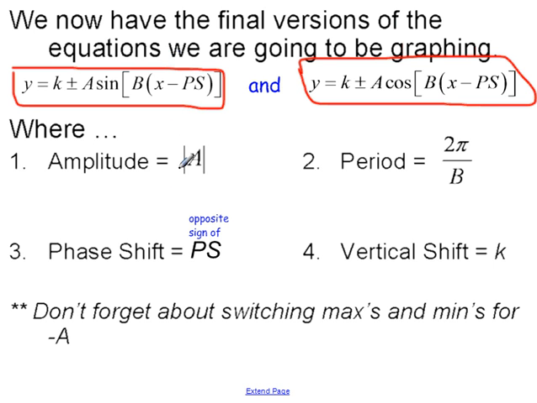So amplitude, absolute value of a, period, 2 pi over b. Now here, the phase shift, this is the opposite sign of the phase shift. So if this is x minus 3, then your phase shift is positive 3. If this was x plus 2, then your phase shift would be minus 2. It's because it's the opposite sign. Then your vertical shift is k. And you'll see k sometimes in the back of the equation. It doesn't actually matter if it's in the front or the back. It's just a difference in notation, but they mean the same thing.